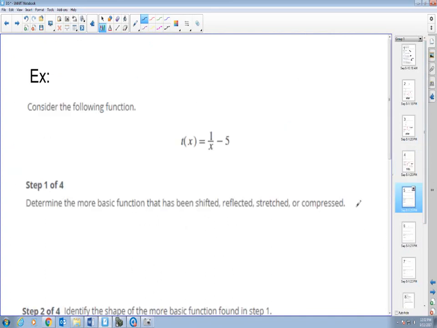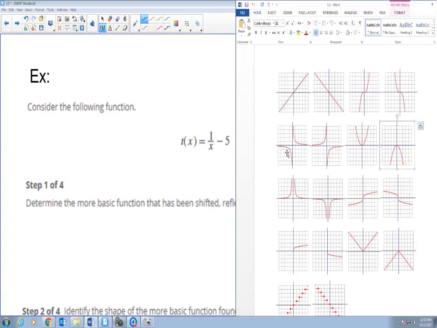Alright, let's try another one. Now this is a rational function because I see a variable x in the denominator. As you can recall, these two are rational functions, and these two are also rational functions. The difference between these four is that the first two on top have an odd exponent, and these two down here have an even exponent.